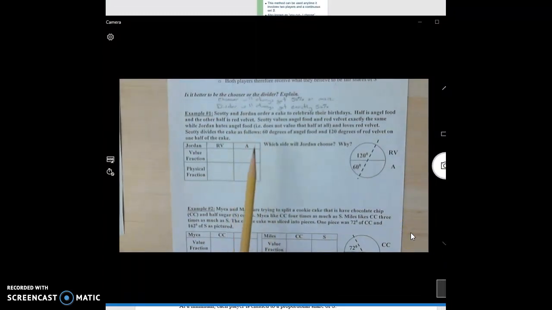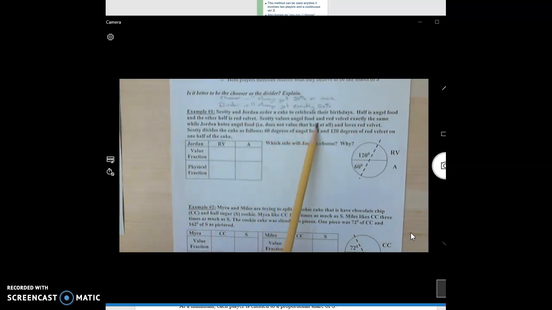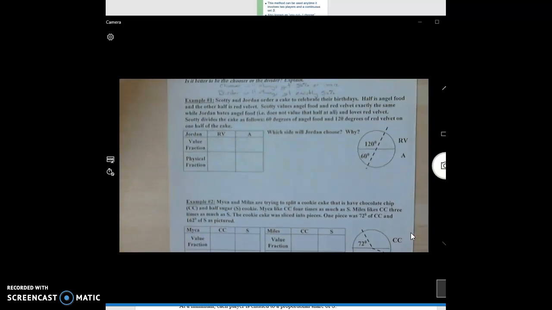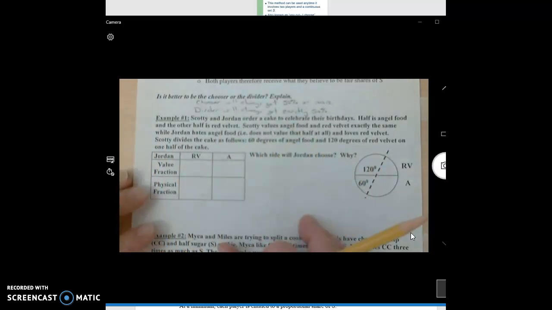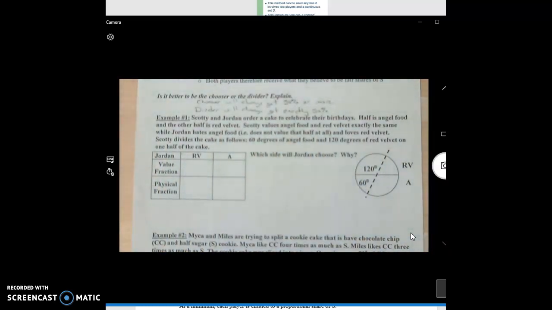It says that Scotty and Jordan order a cake to celebrate their birthdays. Half is angel food and the other half is red velvet. Scotty values angel food and red velvet exactly the same. So Scotty likes both, and enjoys both pretty equally. So for Scotty, they're each going to be a half. For Scotty, he's going to always, once again, get his fair share.